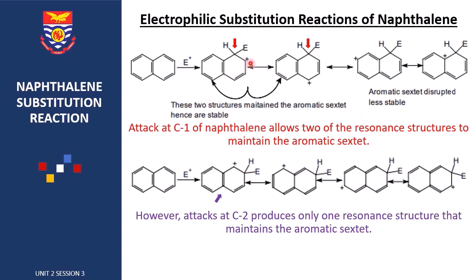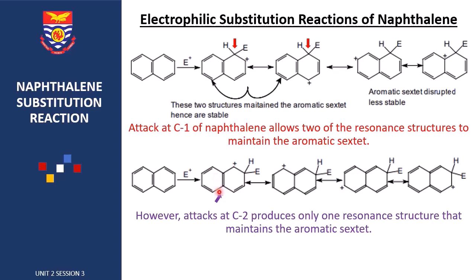So the carbonium ion that is formed in these 2 cases, at position 1 and at position 2. If the electrophile is attached to the alpha position, which is position 1, look at the carbonium ions produced: out of these 4, this 1 and 2 have the benzenoid structure intact. However, this and that do not have the benzenoid structure intact, which makes these products less stable. The attack at carbon number 1 is more stable than the attack at carbon number 2.